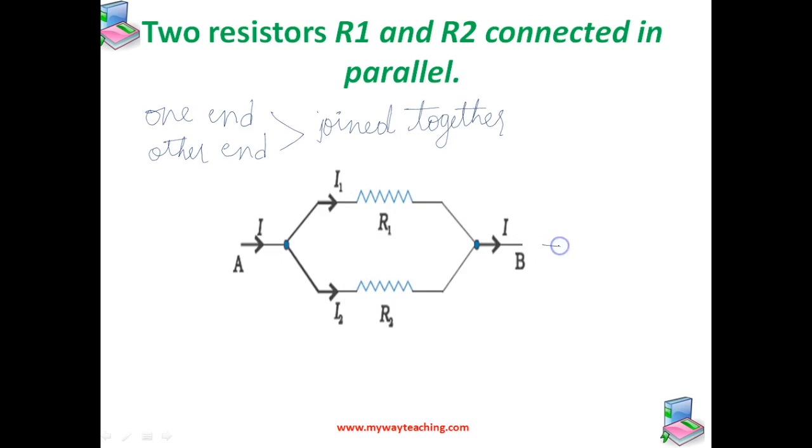You can increase the number of resistors as we just saw in series: R1, R2, R3. Again, R1, R2 and R3 are connected between the same two points. So there we can say they are connected in parallel. R1, R2 and R3 resistors are connected parallelly. So this is the difference between series and parallel combination.